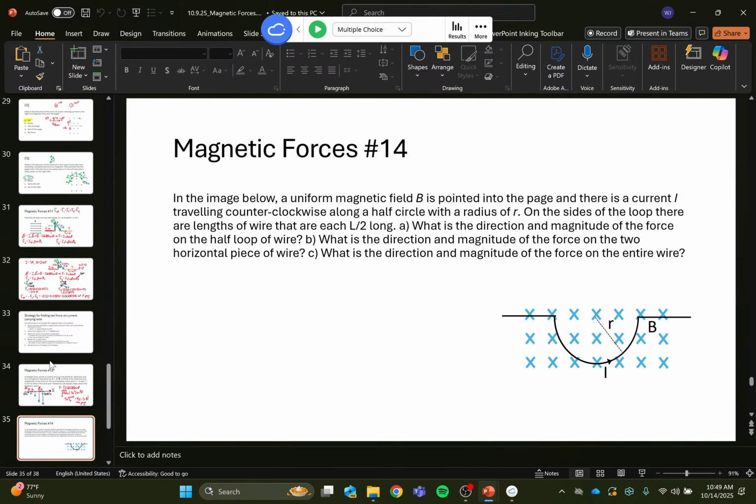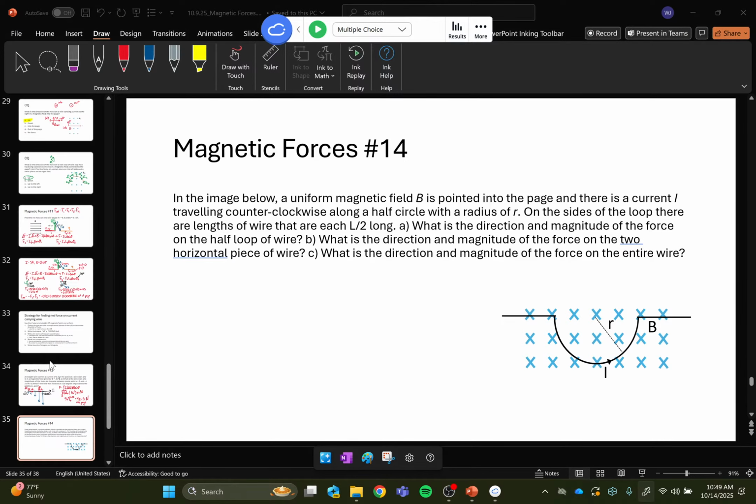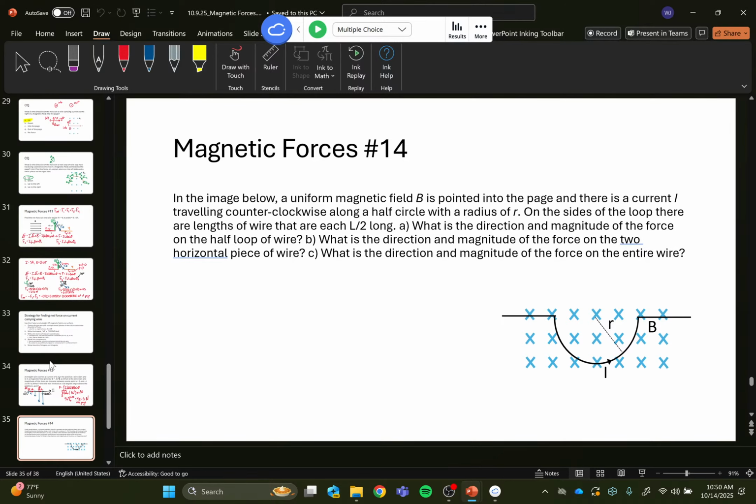All right. Here's another problem. This is the other problem we're going to work on. Then we've got a couple of clickers, and then we'll jump to the next PowerPoint. In the image below, I have a half turn of wire along with two straight wires. Part A says find the force on the half loop of wire, find the force in the two horizontal pieces of wire, and find the net force.